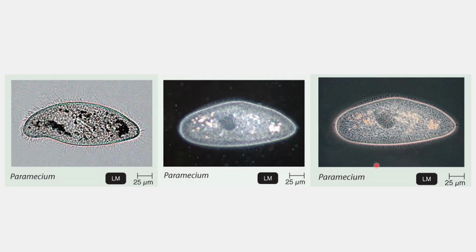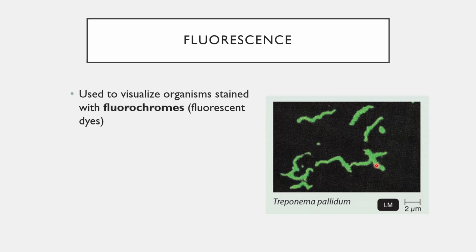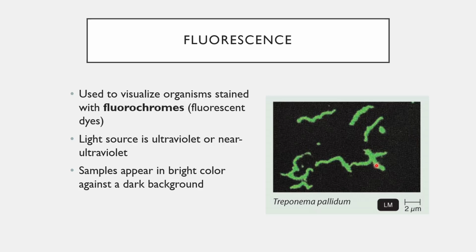The fourth and final type of microscopy that we're going to look at in this class is fluorescence microscopy. Fluorescence microscopy uses fluorochromes, which are fluorescent dyes, to stain organisms and visualize them in a fluorescent hue. In this case, the light source that comes up from the illuminator is ultraviolet or near ultraviolet in wavelength. Samples appear in a bright fluorescent color up against a black background. And fluorescence microscopy has special purposes.